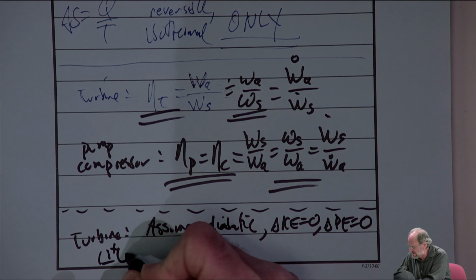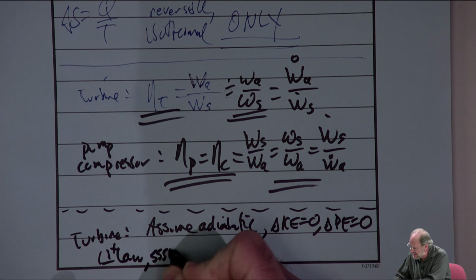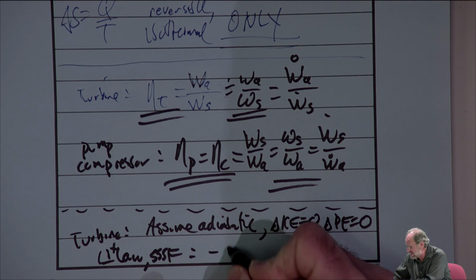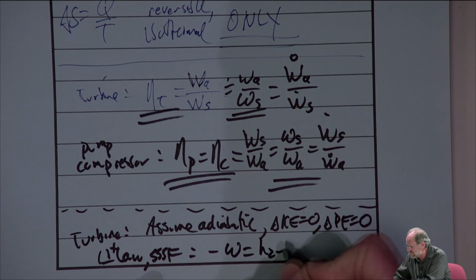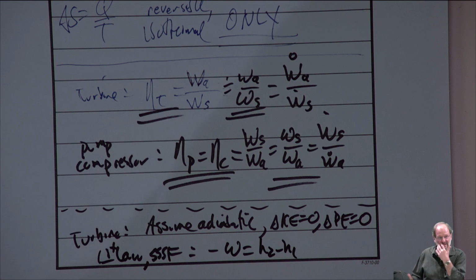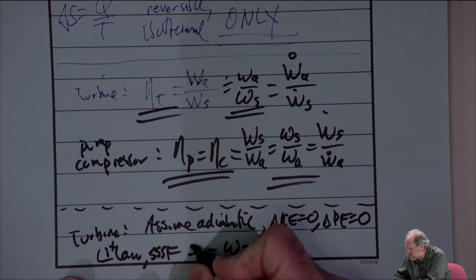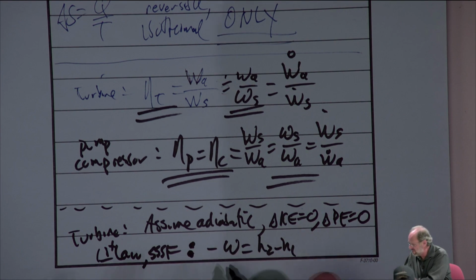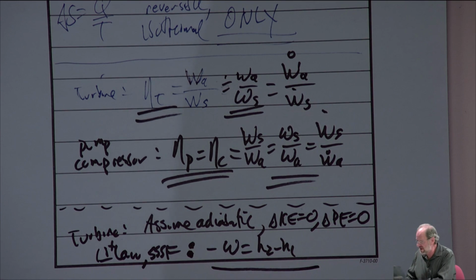So if we look at the first law, and this is certainly one of those single stream steady flow devices, you go through the mathematics and you end up with minus w equals h2 minus h1. And again, this is written on a per unit mass basis, right? The Q term is gone. The kinetic and potential energy terms are gone. This is all that's left with regards to our first law.